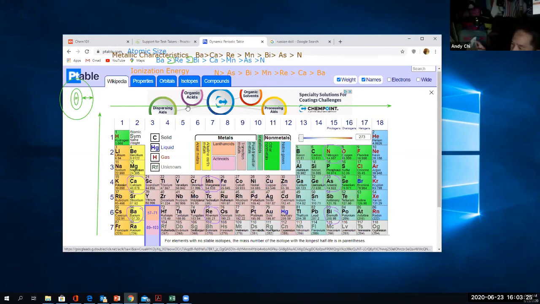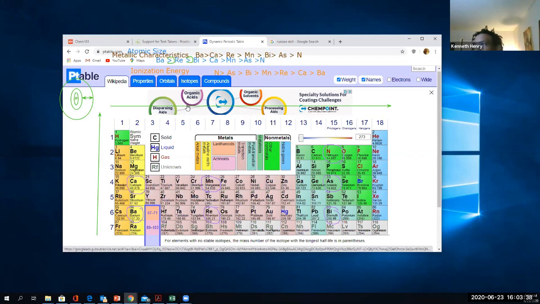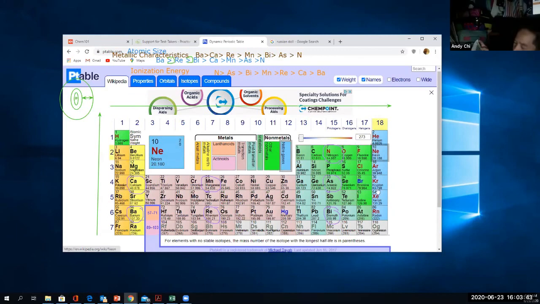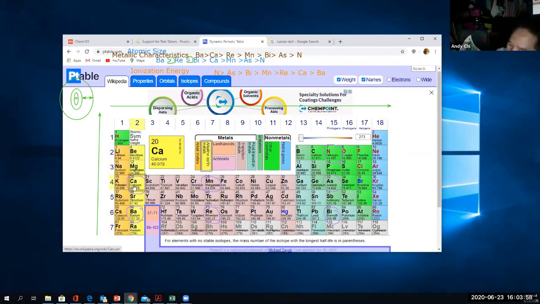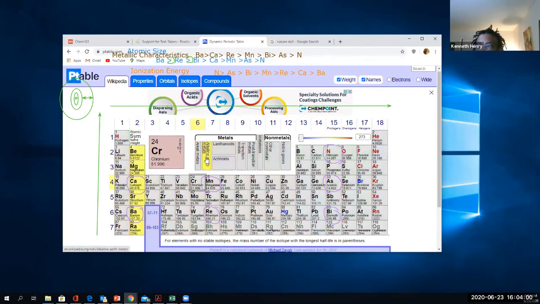Dr. Henry, calcium is a metal, it's not a noble gas. Calcium is not a noble gas. All noble gases are here in blue. On mine, the noble gases are in yellow? No, it's this one right here. It's group 18. Group 18 is noble gases. That's never going to change. Calcium is a metal. Calcium is an alkaline earth metal.